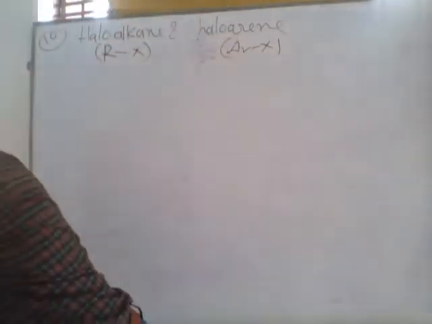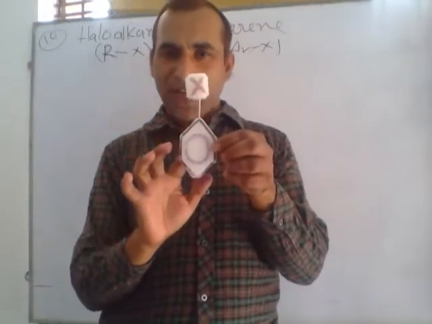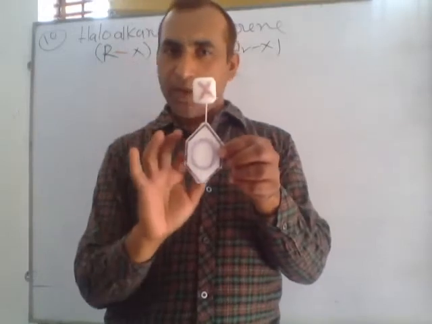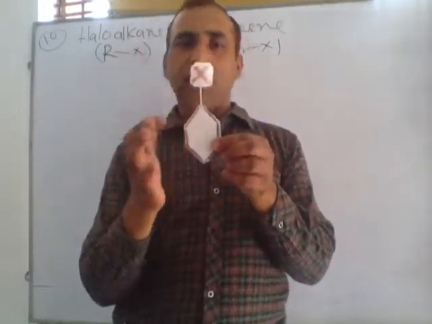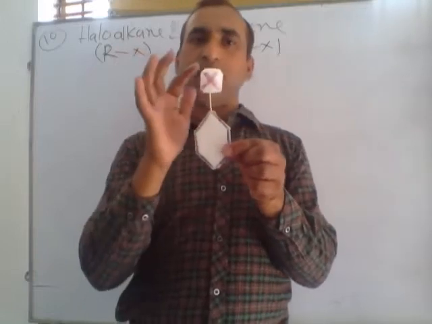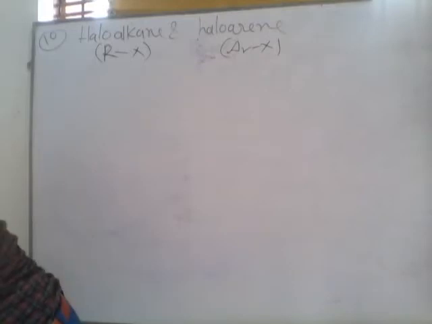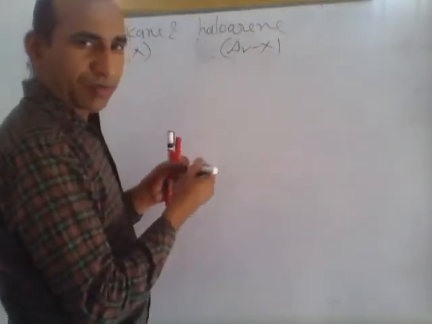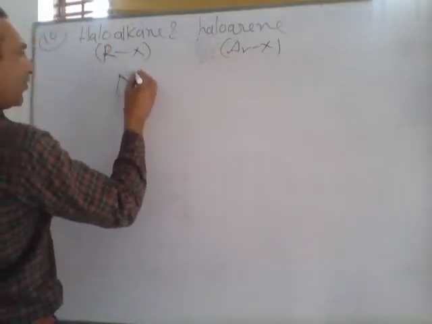But this is called haloarene, just like bromobenzene, chlorobenzene, but this is again haloalkane because this is cyclohexane. This is haloalkane. So today our topic is how can we prepare haloalkane and haloarene. I am writing a simple trick to remember the different methods.